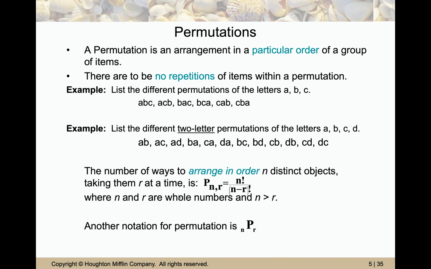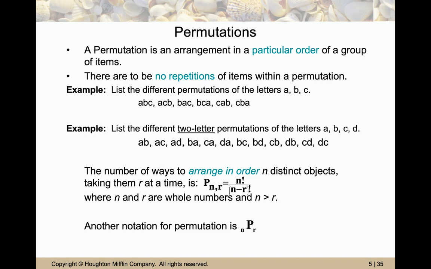Okay, so now we're going to talk about permutations and combinations. A mathematical permutation is actually what we usually mean when we talk about combinations, like your locker combination. There's a specific order to the numbers that you have to get. So you're really going to have to think about that: permutations are where the order makes a difference. It's an arrangement in a particular order of a group of items. There are to be no repetitions of items within a permutation.